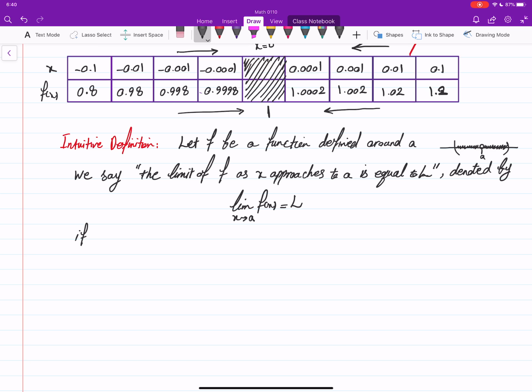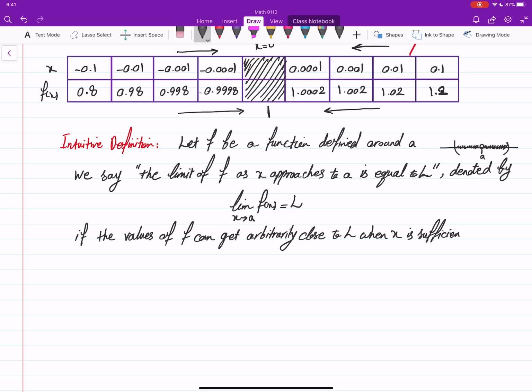We use this notation if what happens is that the values of f can get arbitrarily close to L when x is sufficiently close to a.